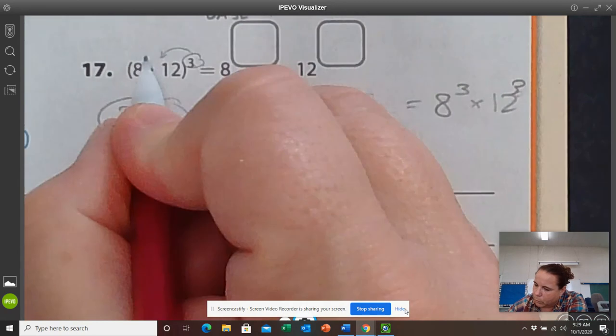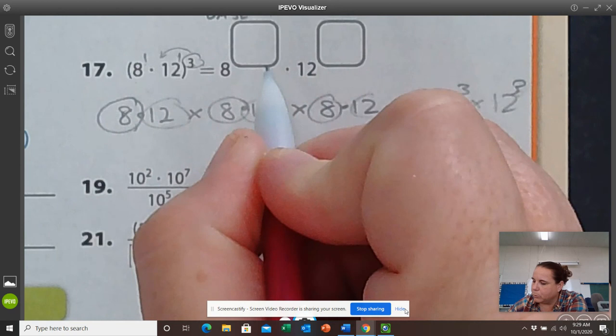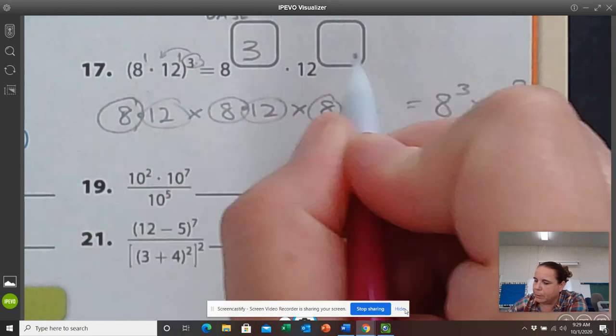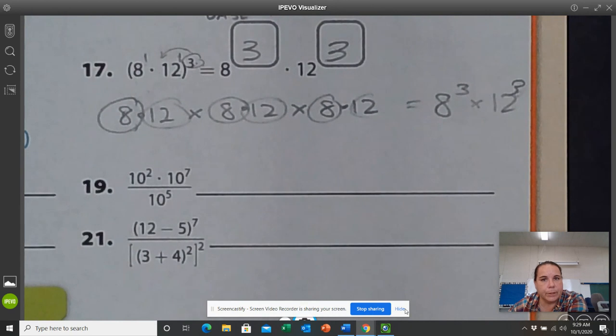But the rule is that you just multiply by the exponents that are already there. There's a 1, so this is 3 times 1, or 8 to the 3rd, and 3 times 12, which is 12 to the 3rd. All right.